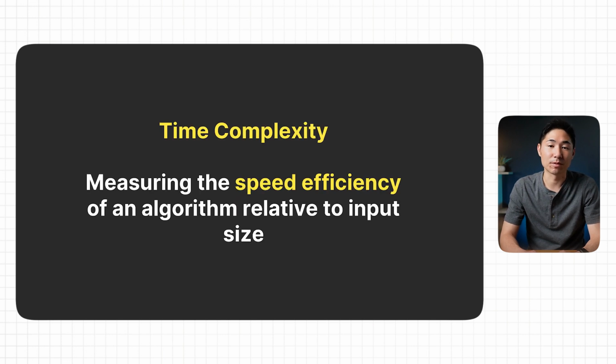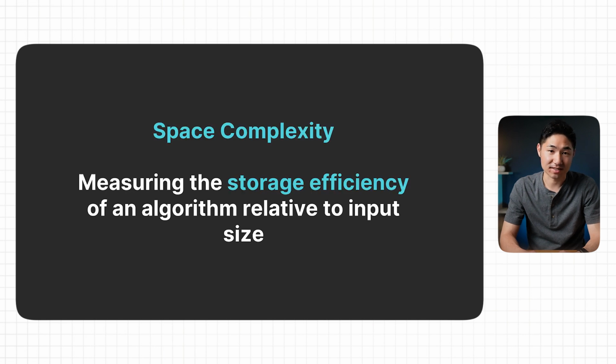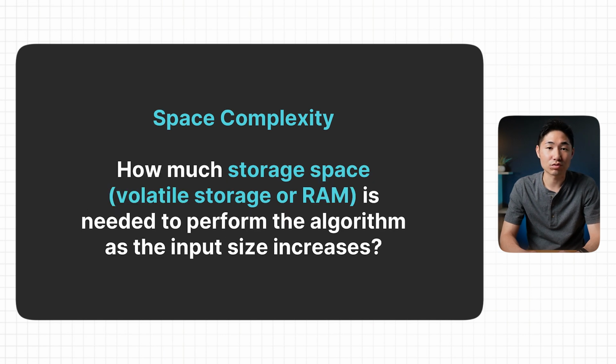Time complexity is about measuring the speed efficiency of an algorithm relative to input size. Space complexity is about measuring the storage efficiency of an algorithm relative to input size. In other words, how much storage space, which we typically think about in terms of volatile storage or RAM, is needed to perform the algorithm as the input size increases.